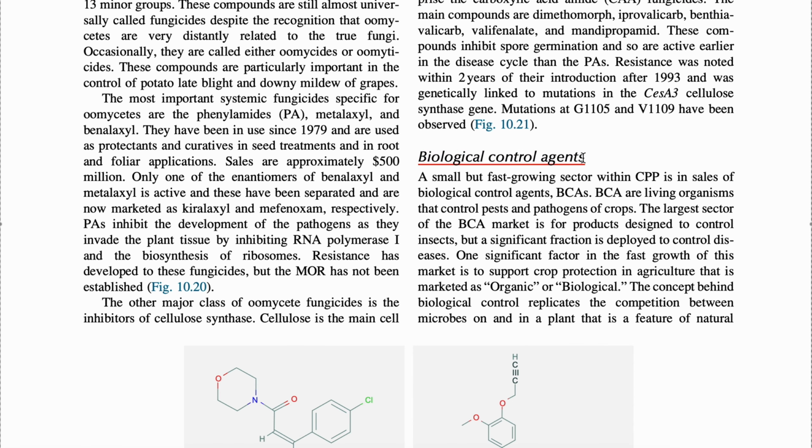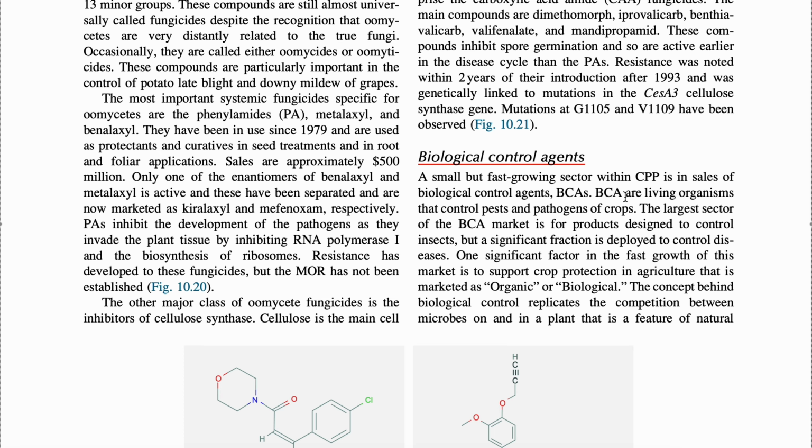Now we will know about biological control agents. A small but fast growing sector within CPP is in sales of biological control agents. BCA are living organisms that control pests and pathogens of crops.